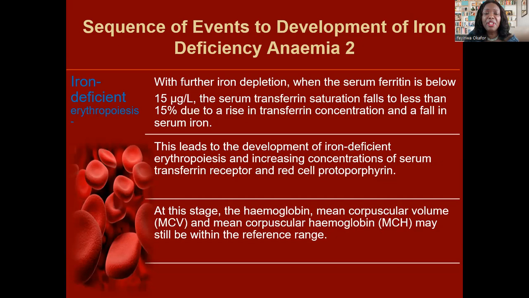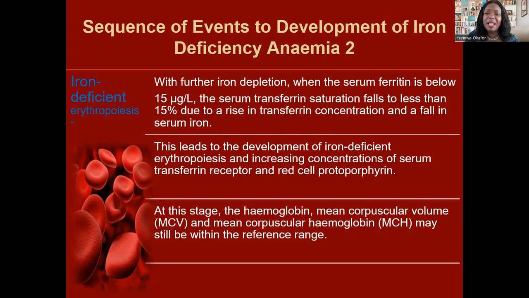With further iron depletion, when the serum ferritin is below 15 microgram per liter, the serum transferrin saturation falls to less than 15% due to a rise in transferrin concentration and a fall in serum iron. After the depletion of iron stores, when the body has exhausted its iron stores and the serum ferritin falls below 15 microgram per liter, the body starts having what's called iron deficient erythropoiesis.